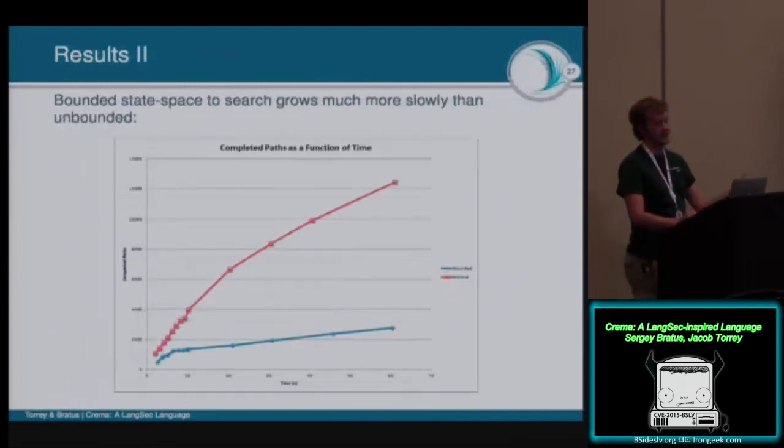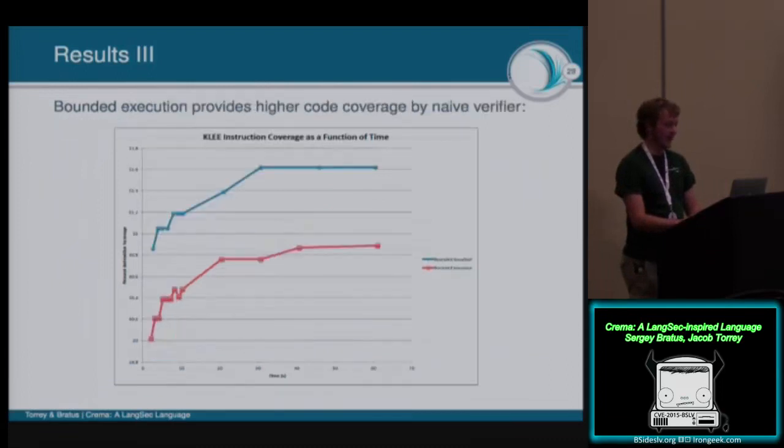You can also see this as a line graph, showing the number of paths it had to explore, and this is time bounded. After 10 seconds, we quit the program to see how many states it had identified to be traversed. You'll see that it grows much faster for the normal versus the bounded. And then the last one is the instruction coverage. It covers a lot more of the program right off the bat.